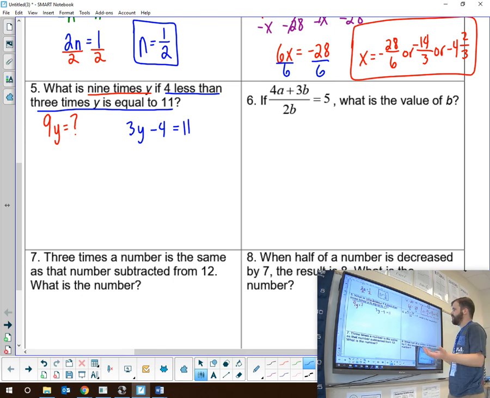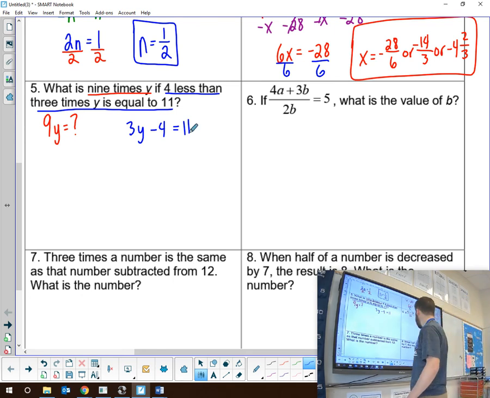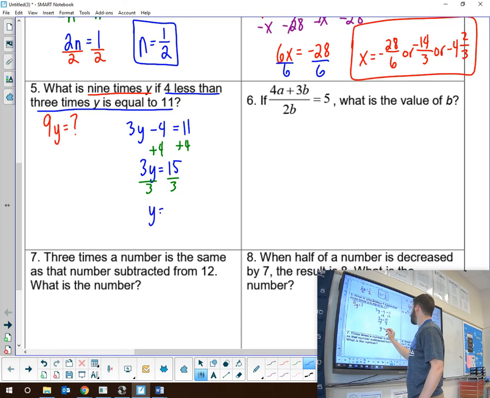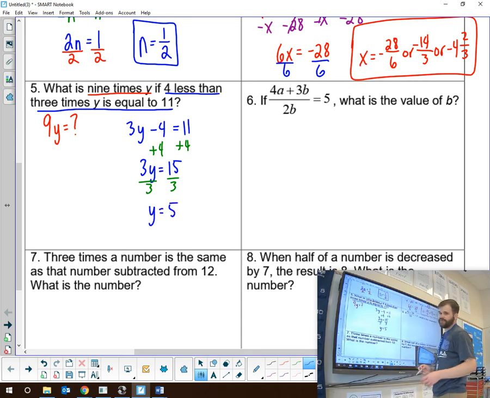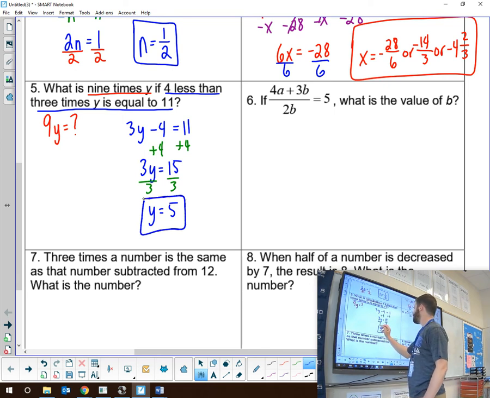Okay, let's solve for y now. Let's add 4 to both sides. That gives me 3y equals 15. Let's divide both sides by 3. That's going to leave me with y equals 5. So there you have it. My answer is going to be y equals 5.